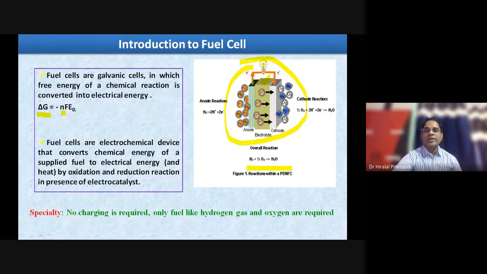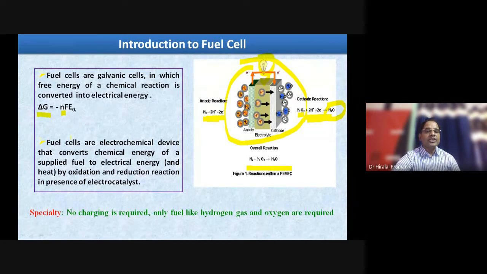Hydrogen is fed at the anode, and oxygen at the cathode. Hydrogen fuel, I already told you, will split and give you electron and ion. You can see this anode reaction, and this is the cathode reaction, where electron, ion and oxygen combine and give you water as a product. And the flow of electron glows the bulb.